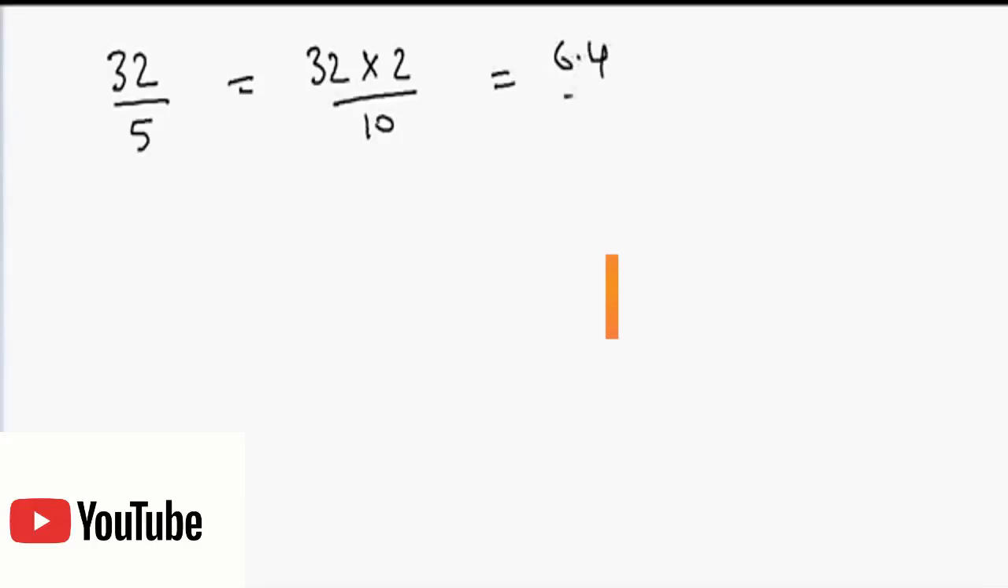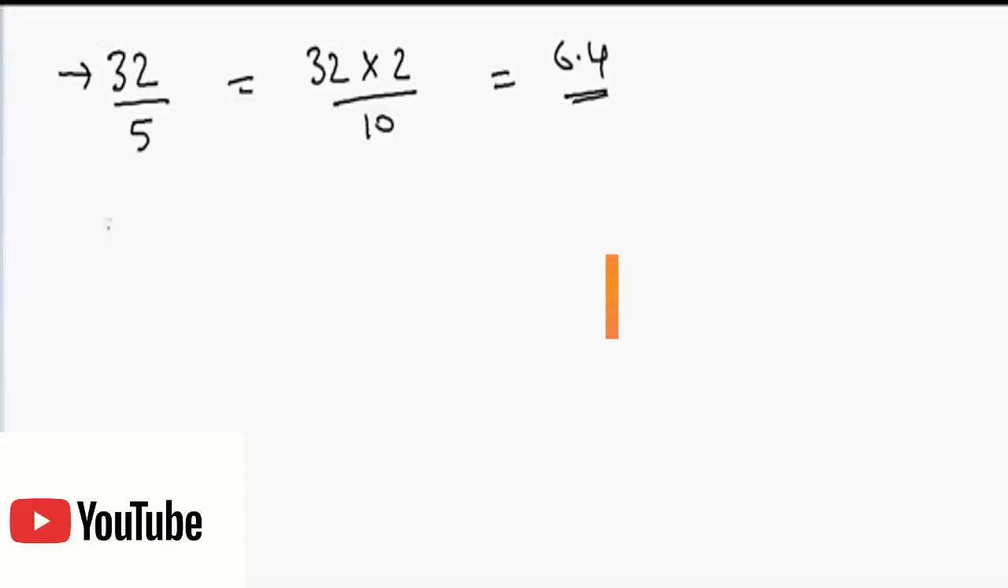Here we are dividing a number by 5. Suppose I have 32 and I want to divide it by 5. If you look at it, it looks a little complicated, but an easy way to do this is 32 into 2 divided by 10. That will be equal to 64 and then a decimal, so it's 6.4. So all you have to do is take the double of the numerator and then put a decimal there.